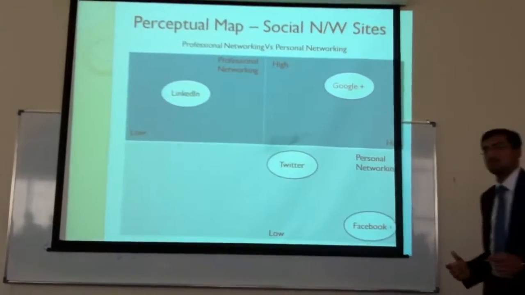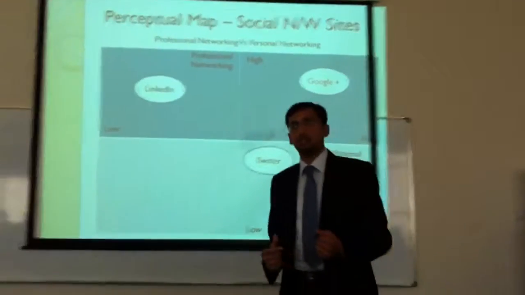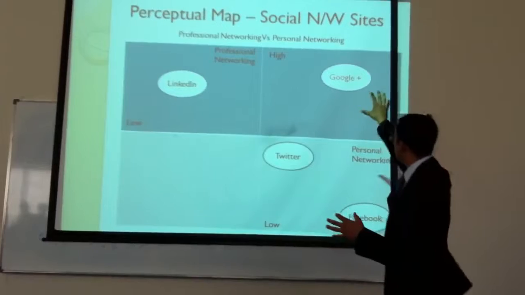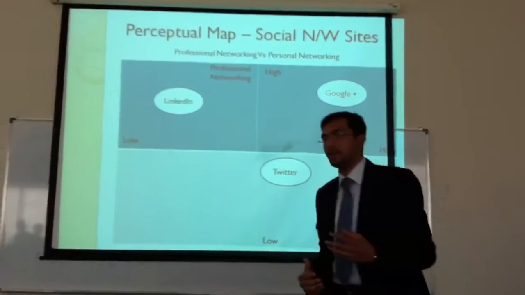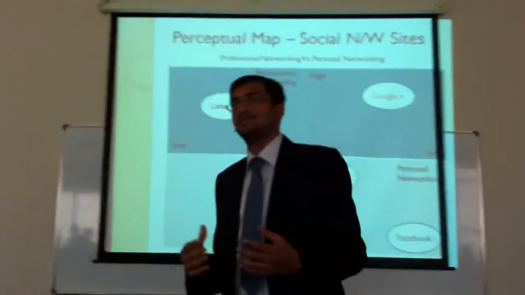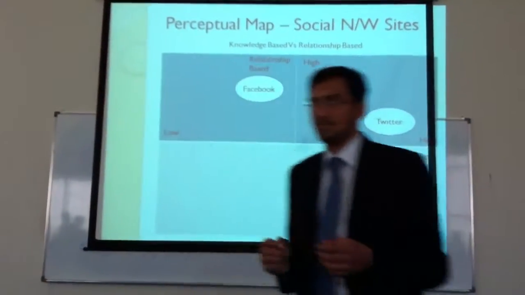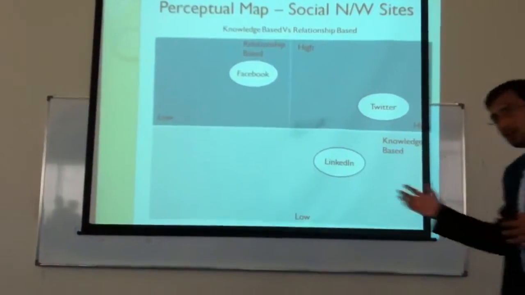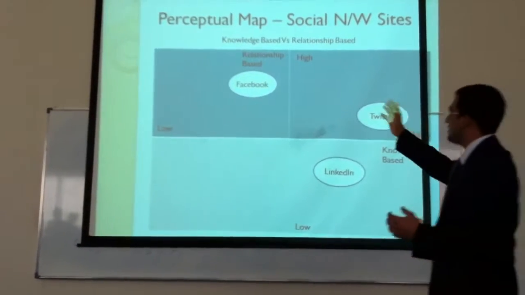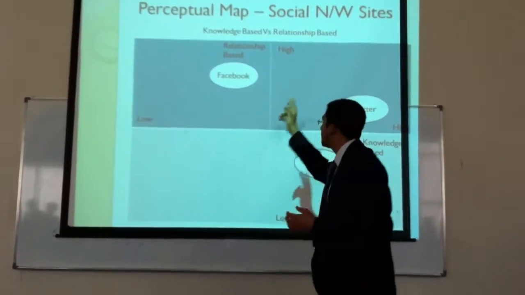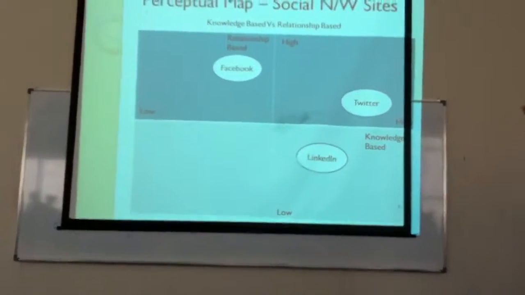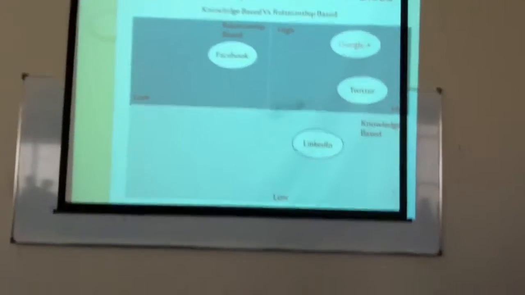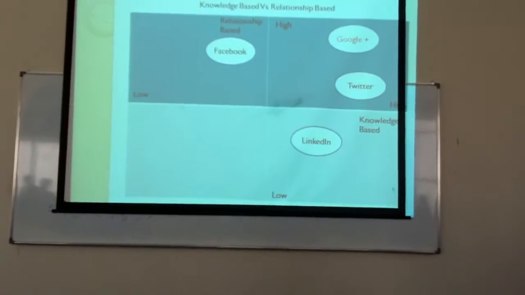Say Google Plus, a new entrant into the social networking sites, tries to position itself somewhere there, its prospects would be better. This is a small analysis based on data which I studied from the internet and drew these maps. Next is based on knowledge and relationship. A similar analogy can be drawn over here as well, and then the next shows a probable position for Google Plus as such.